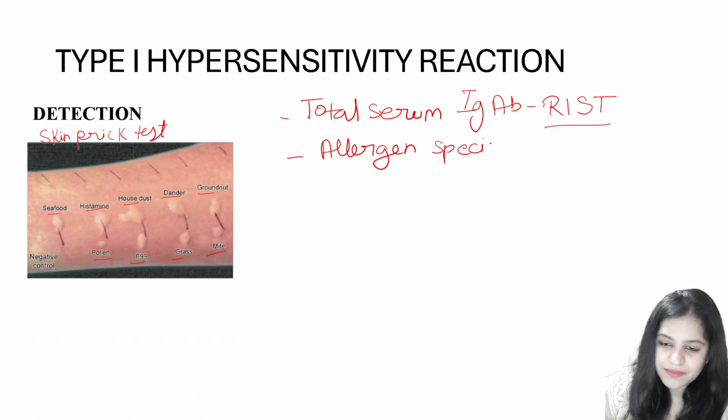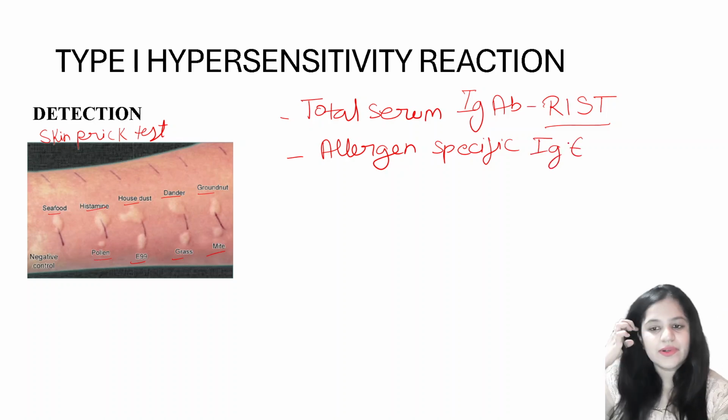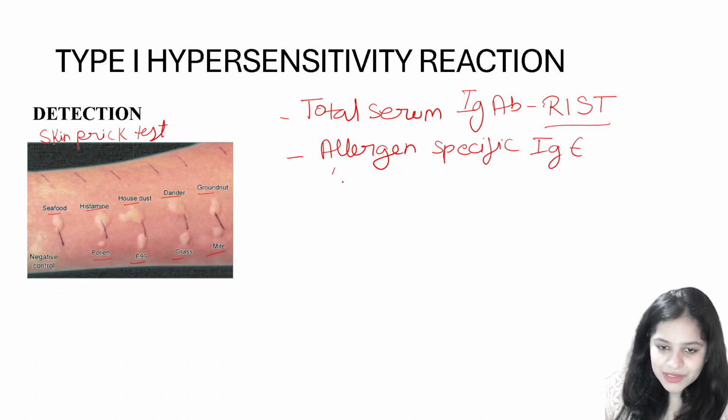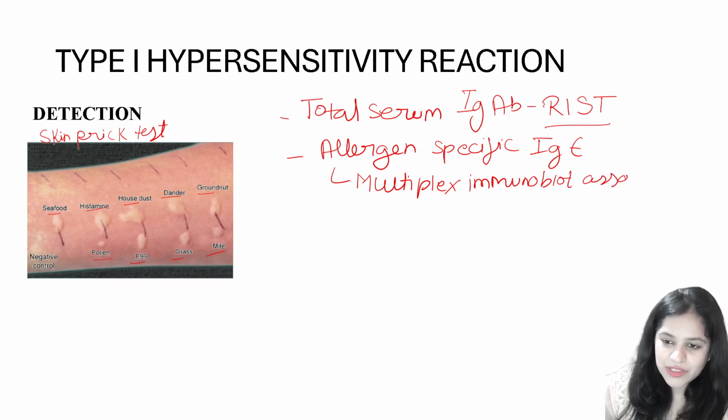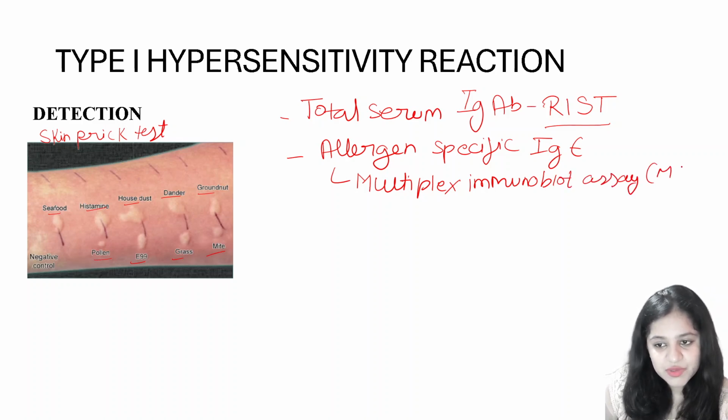specific IgE test. Okay, so how do you do this? You can do it by MIA, multiplex immunoblot assay. MIA is just a mnemonic, okay? Don't say it in your viva. It's for you to remember it, okay?